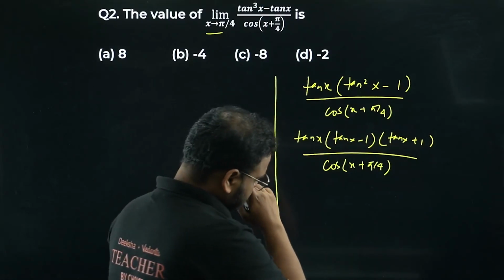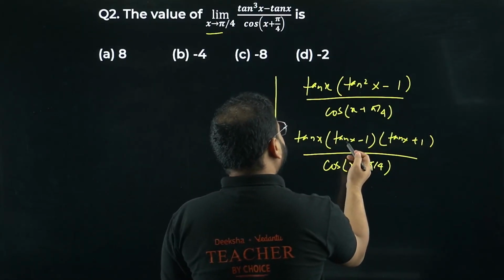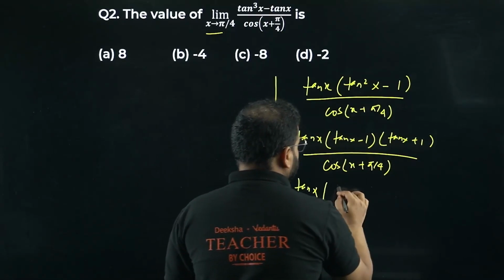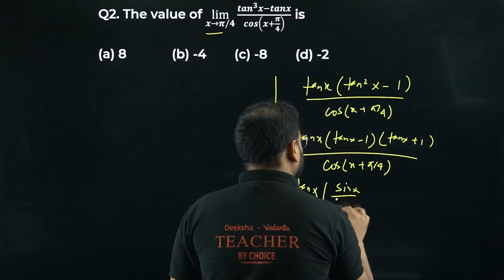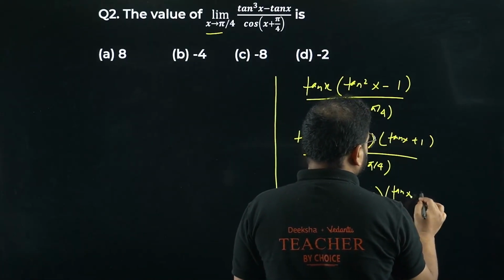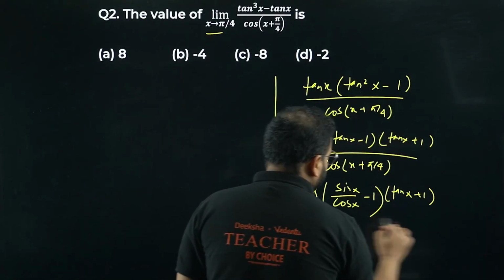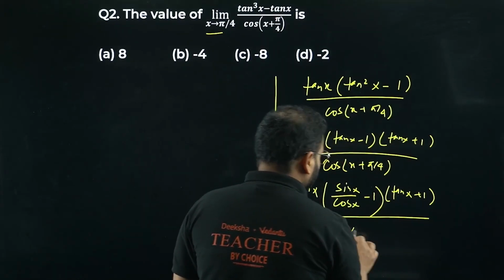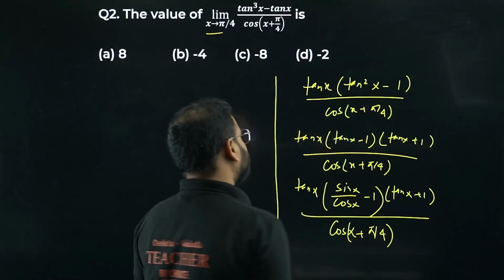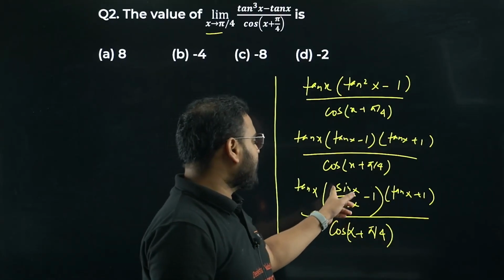Okay, all right. Now write tan in the form of sin and cos. So you're going to get tan x as sin x by cos x minus 1, times tan x plus 1, divided by cos of x plus pi by 4. This is so far so good. I'll take the LCM now. It'll become sin x minus cos x.